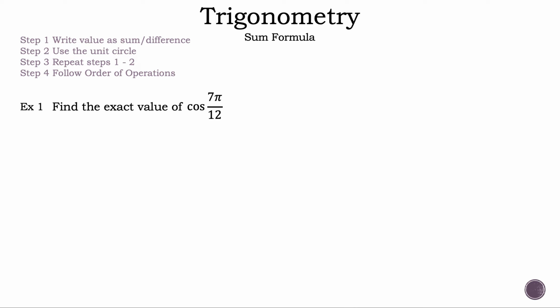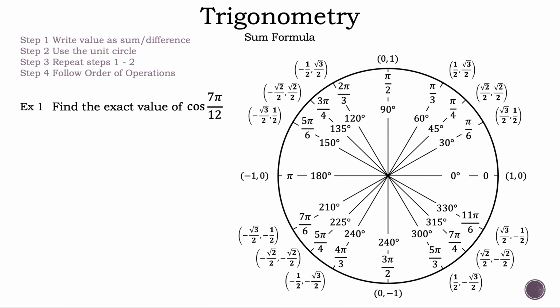Now, let's read the question. Find the exact value of cosine of 7 pi over 12. Let's put up the unit circle to help us with the next steps. Since we need to break down 7 pi over 12, let's write it down. We're going to use the sum formula to rewrite 7 pi over 12 as a sum of two numbers.